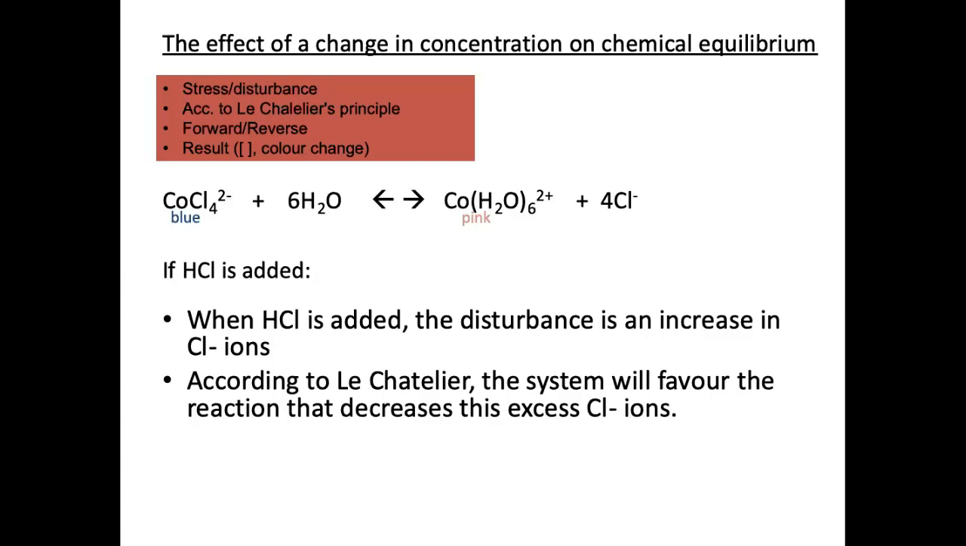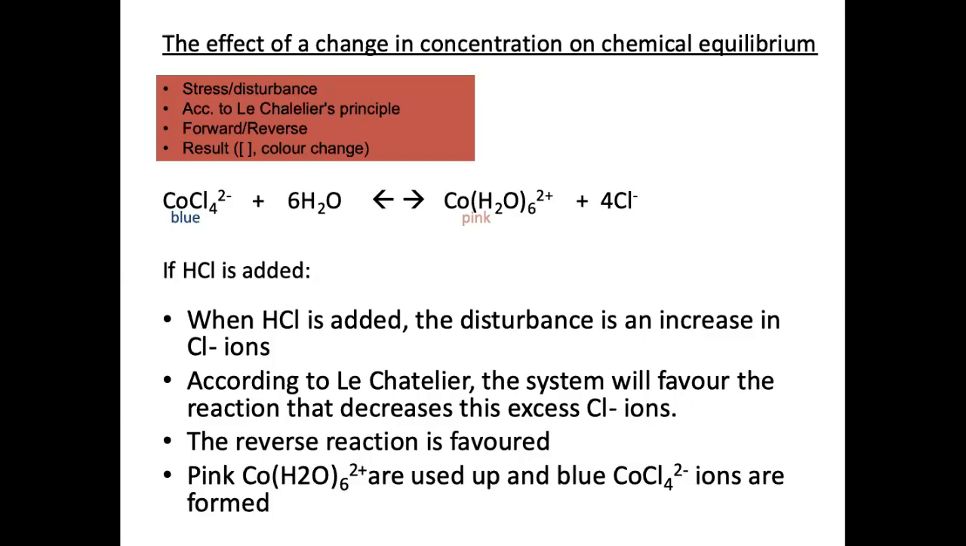Then you're writing down the answers, correct? And then the third part, which reaction is favored now? The reverse reaction is favored, isn't it? Because the solution must turn blue. All right. So the reverse reaction is favored. And what's the result? As a result, the pink Co(H2O)6 2 plus ions are used up, and CoCl4 2 minus ions are formed. So that will be how you will answer this question using Le Chatelier's principle in detail. All right. So that will be the first answer that we have, the change.